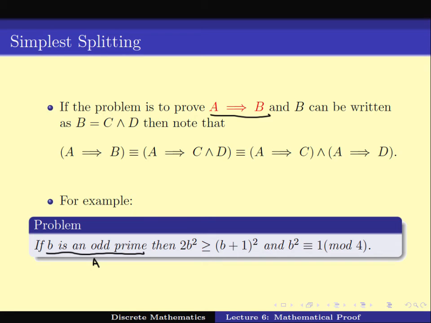If this is A, then we have this part, 2b square is greater than or equal to b plus 1 whole square, and b square is congruent to 1 mod 4, which is B. Now clearly here, the B can be split into two parts, namely this part and this part. And that's what we will be doing. This will help us to solve it. So if this is C and this is D, we can have A implies C and A implies D.